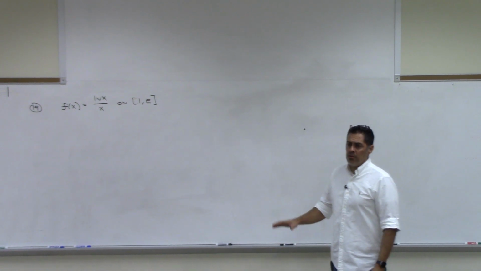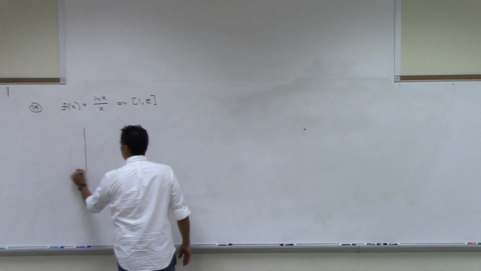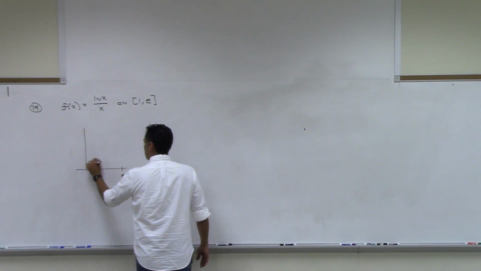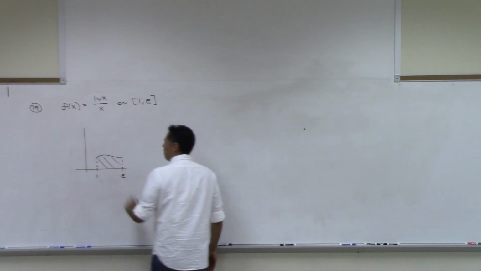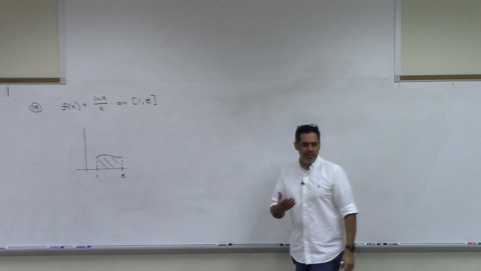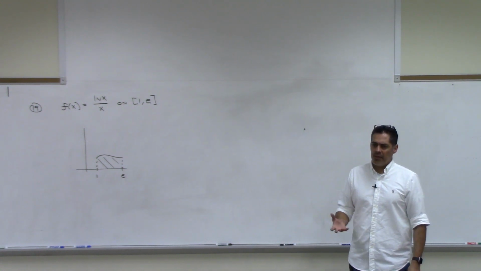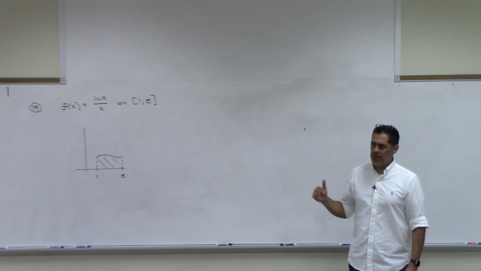All right, so geometrically, what this is saying is we have some function. We're looking between 1 and e. Whatever that function is, we're trying to find that area, right? But that's what the fundamental theorem of calculus says, right? The fundamental theorem of calculus gives us the area underneath the curve between 2 points.